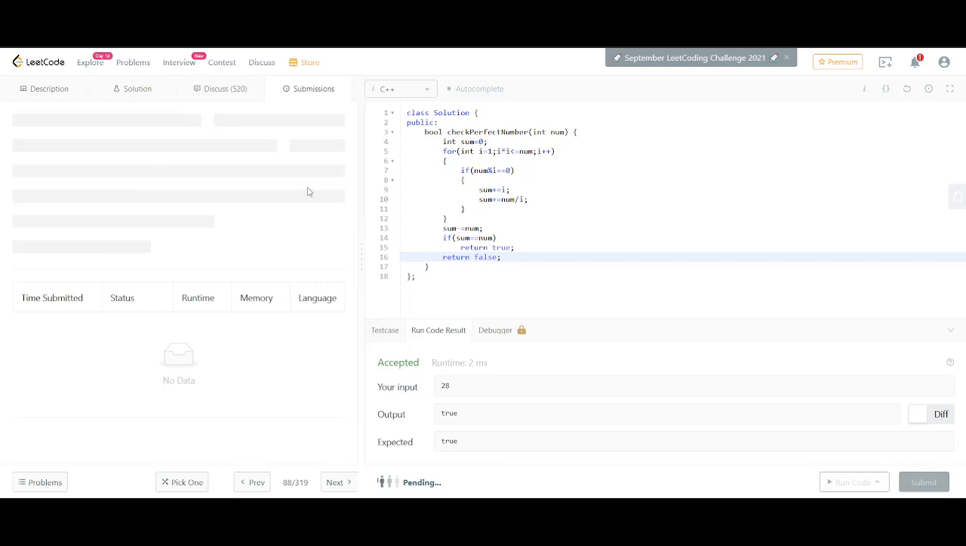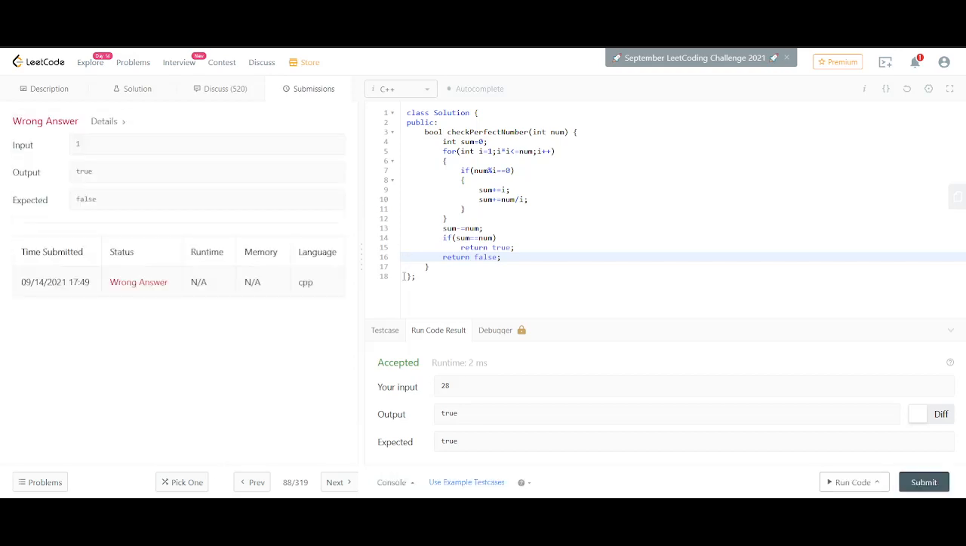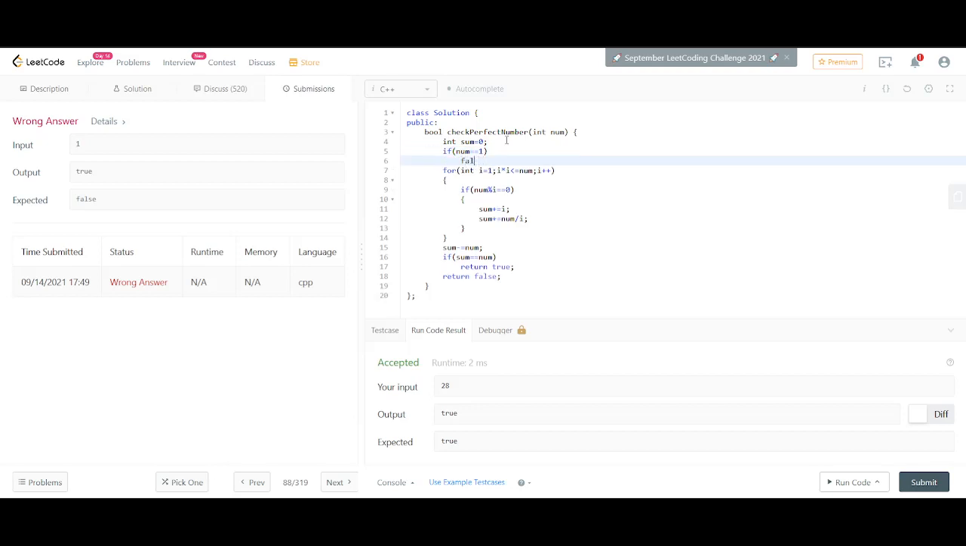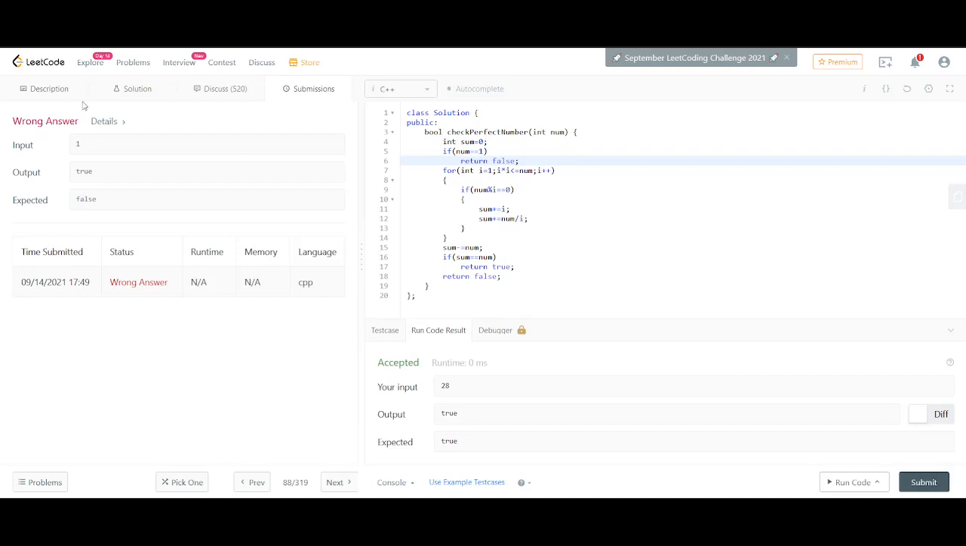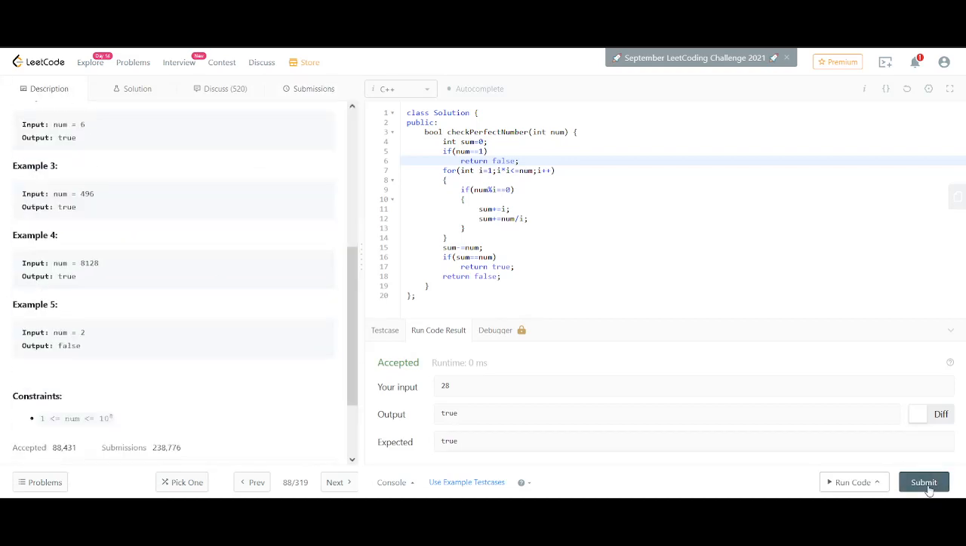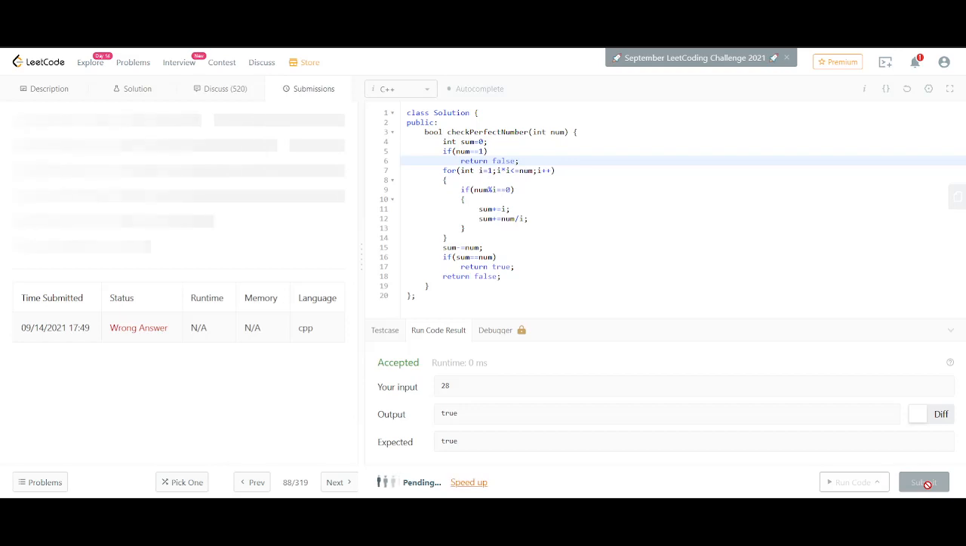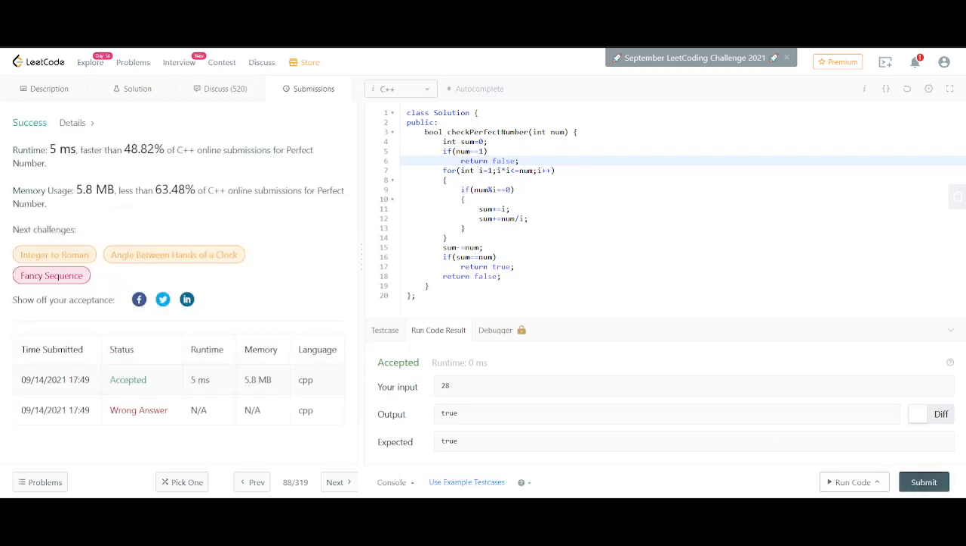Submitted. Let's see if it gets submitted for other numbers or not. For 1, we need to handle this particular case. Since 1 is an edge case, the expected is false. So if num equal to 1, then it should be false. That's the entire thing we were thinking of. Let me see if it matches other test cases that could arise. Yeah, it's working. So this is one of the solutions.